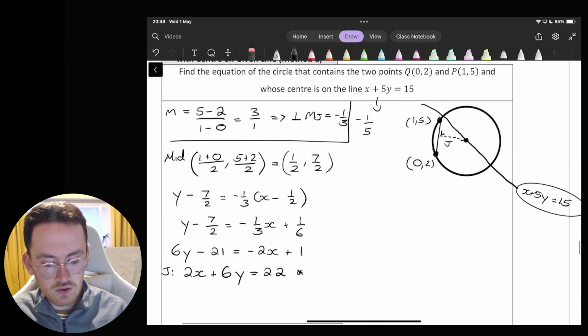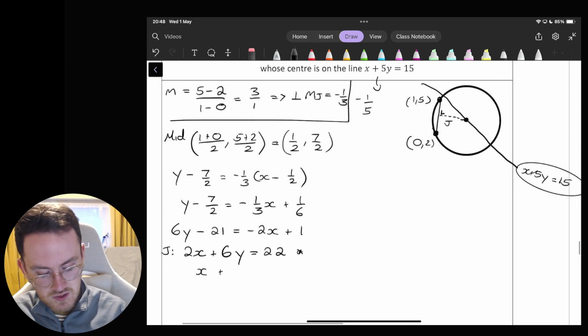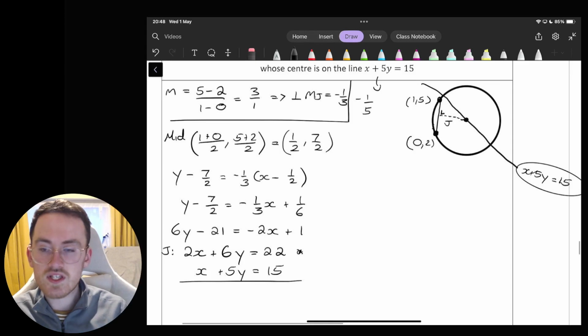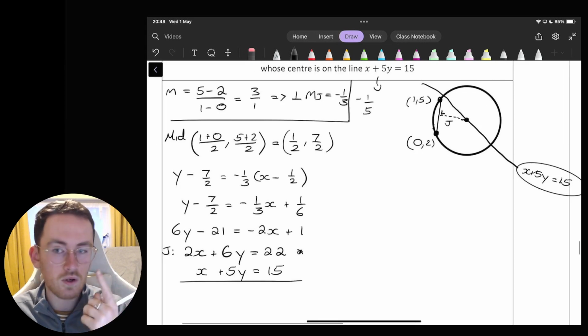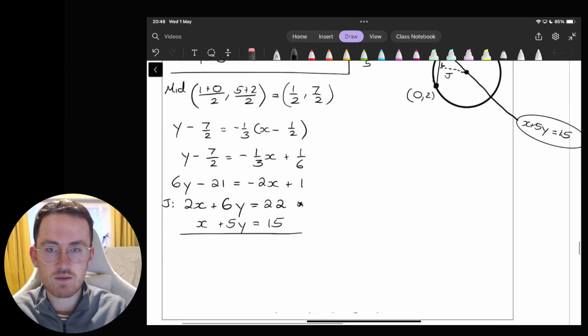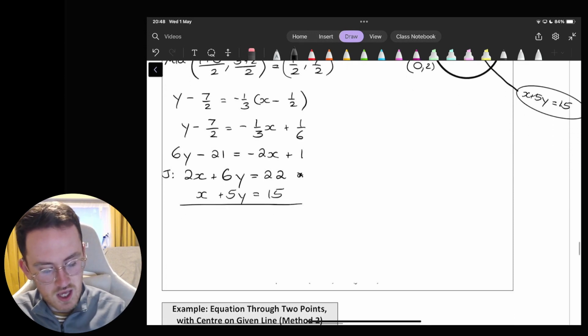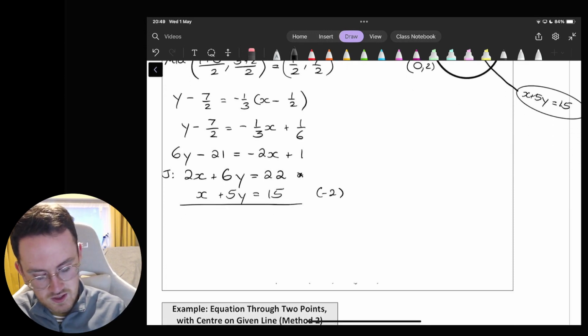And I already know from the question that the line x plus 5y equals 15 contains the centre. So since I know that perpendicular bisector j has to go through the centre, and my other line also has to contain the centre, then that must be the point where those two lines meet, because any two lines will only meet at one point, and since they both have to go through that point, that has to be the point of intersection. So we can make use of that in our simultaneous equations.